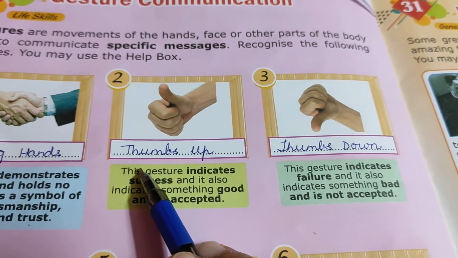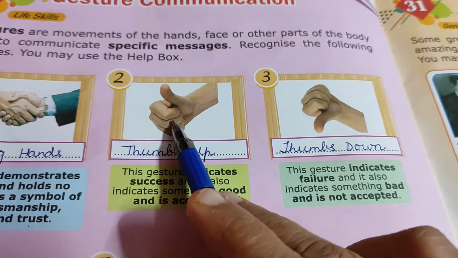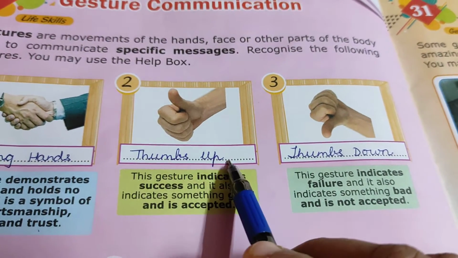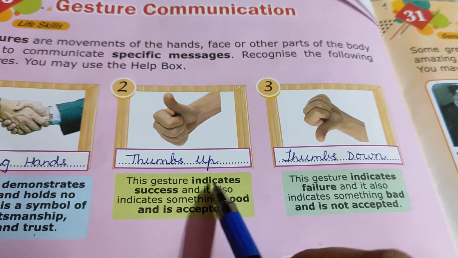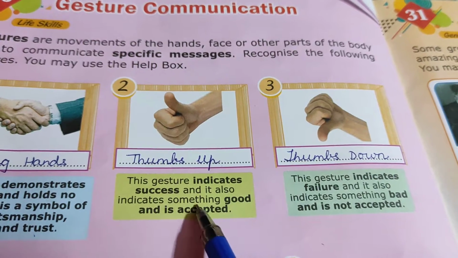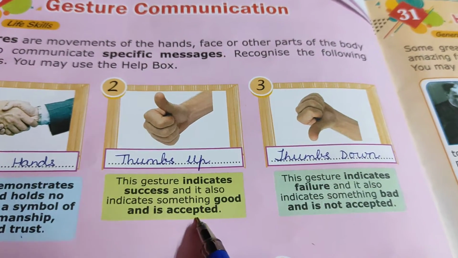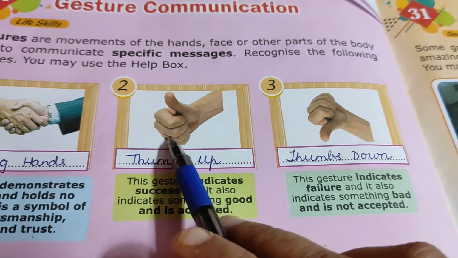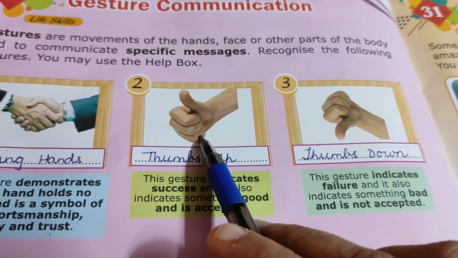The second gesture you can see is showing us a thumb which is up. So it's a thumbs up symbol, and this thumbs up symbol is a gesture which indicates success and also indicates something good and accepted. When we accept something, when we agree to something, we make this gesture of thumbs up.